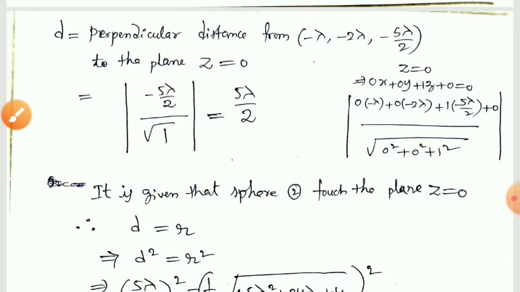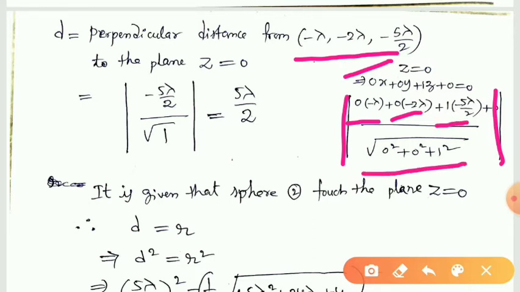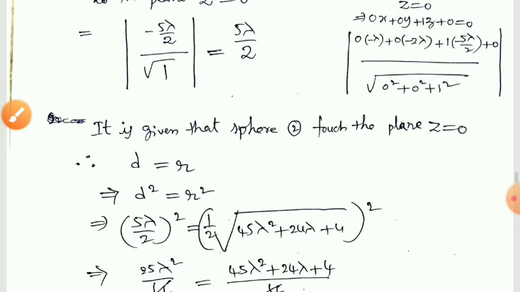Therefore, if this is the equation of the plane and this is the point, to obtain the perpendicular distance we will use it like this: 0 into minus lambda, 0 into minus 2 lambda, 1 into minus 5 lambda by 2 plus 0, by root 0 square plus 0 square. On simplification, finally you will get 5 lambda by 2 as the perpendicular distance d.